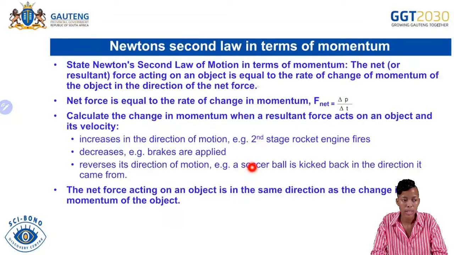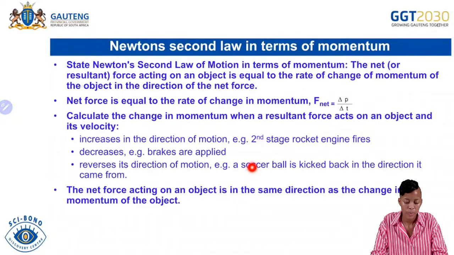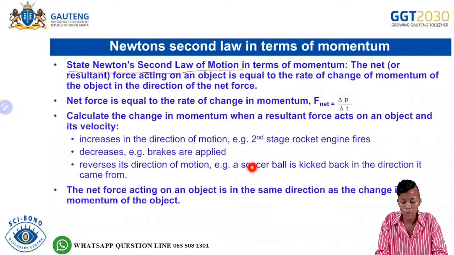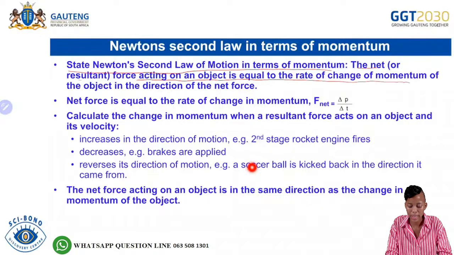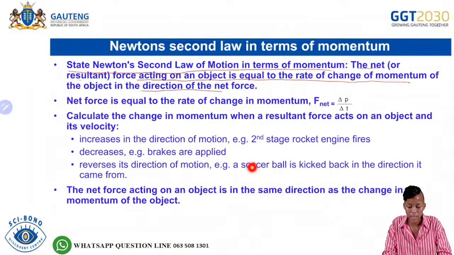So Newton's second law in terms of momentum. That's the next one there. It says Newton's second law of motion, in terms of momentum, says the net or the resultant force acting on an object is equal to the rate of change of momentum of the object in the direction of the net force. Then it says net force is equal to the rate. So when you talk of the rate, you are talking about the time there, or the change in time.